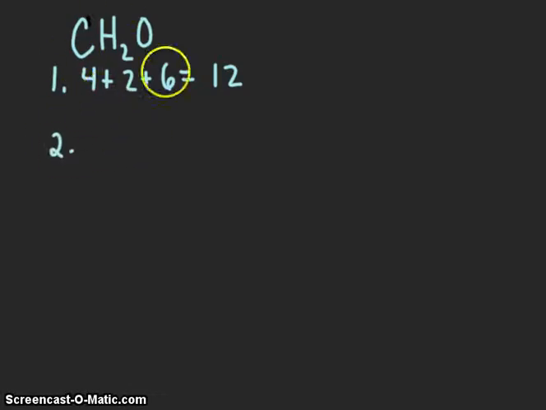Step 2, I'm going to arrange my atoms. I'm going to put carbon in the middle. And then remember, we always try to get the atoms surrounding the central element. So I'm going to put an H on either side, and then to make it symmetrical, I might put my O on top or bottom.